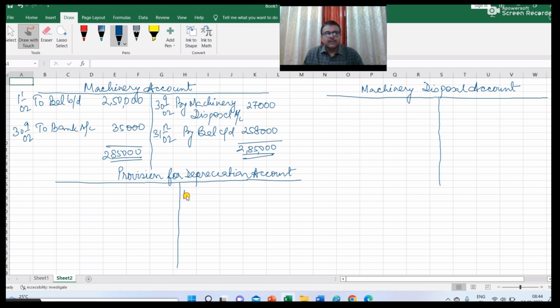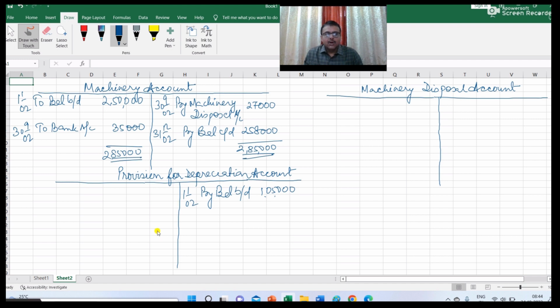Now on 1st January 2002, the provision for depreciation stood at rupees 1,05,000. So 1,05,000 is the amount of provision for depreciation. So if you subtract this 1,05,000 from 2,50,000, which is the original cost, you will arrive at the written down value of the machinery on 1st January, which is 1,45,000.